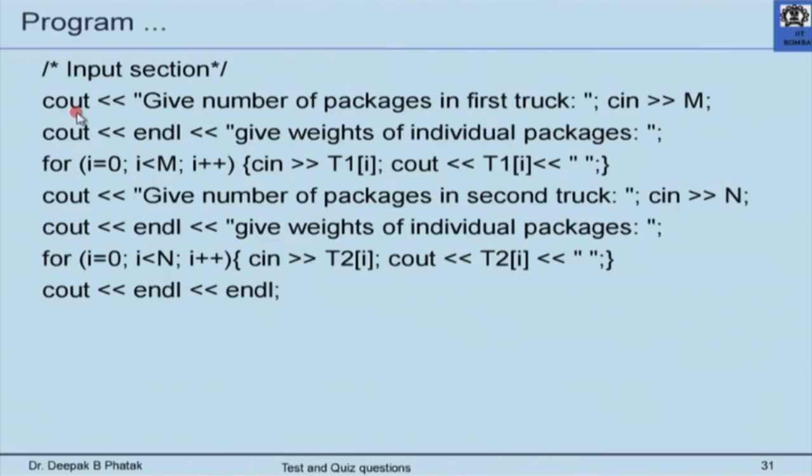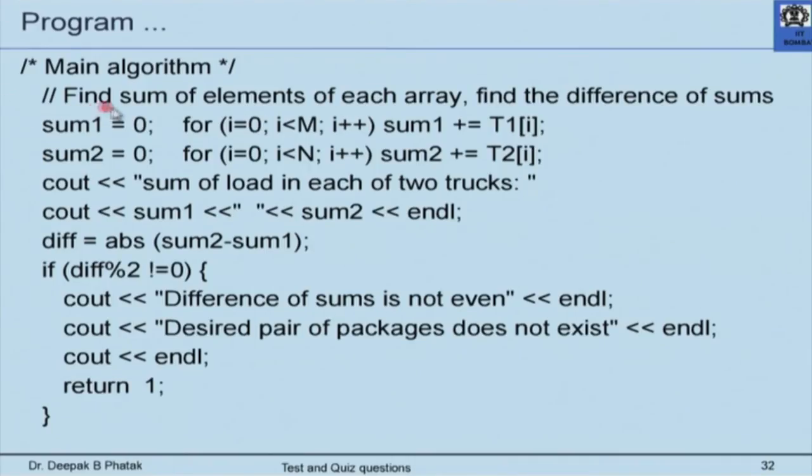Observe that first I will have to read the input, of course. So I collect the number of packages in each struct and read the weights. This is just the entire input section. After that, I find the sum of elements of each array, because that is what I have to balance. So sum 1 is found out by one iteration, sum 2 is found out by another iteration. I just output that value.